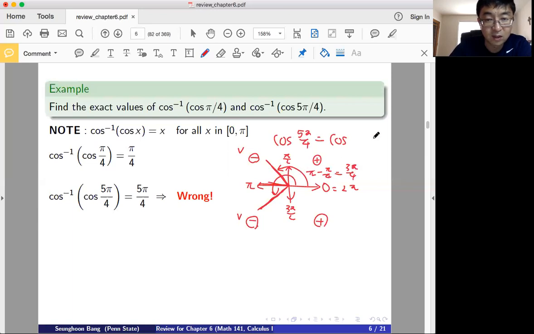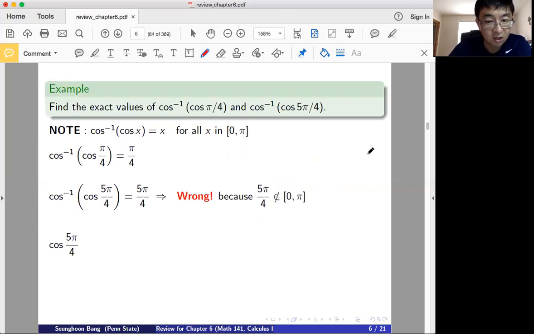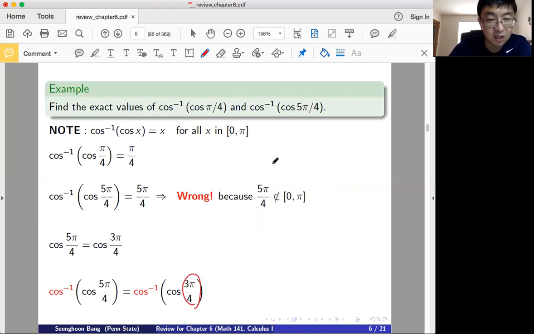So what does it mean? 3 pi over 4. This is the same. So we can use this idea. You can change it like this and take inverse cosine. The 3 pi over 4 is, yes, in the domain. Cancelled, we have it. This is the whole idea. It's good. So one more.